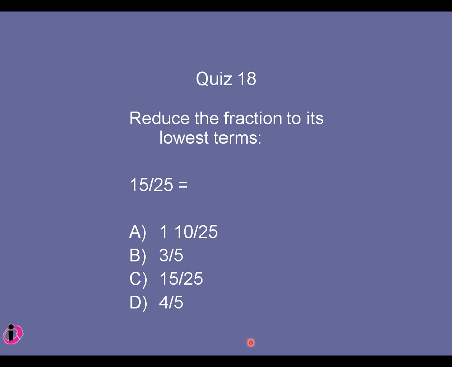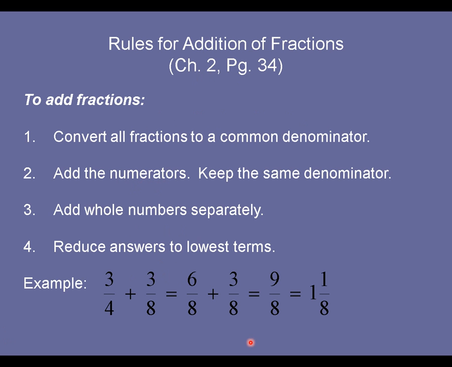How about this one, 15 over 25? How do you reduce the fraction? 15 is what? 5 times 3? 25, you can write 5 times 5. And then you can cancel 5 and 5 at the top and bottom. So you'll be left with 3 over 5, right? Which is B. Because once you divide the number into prime factors, it's simple.